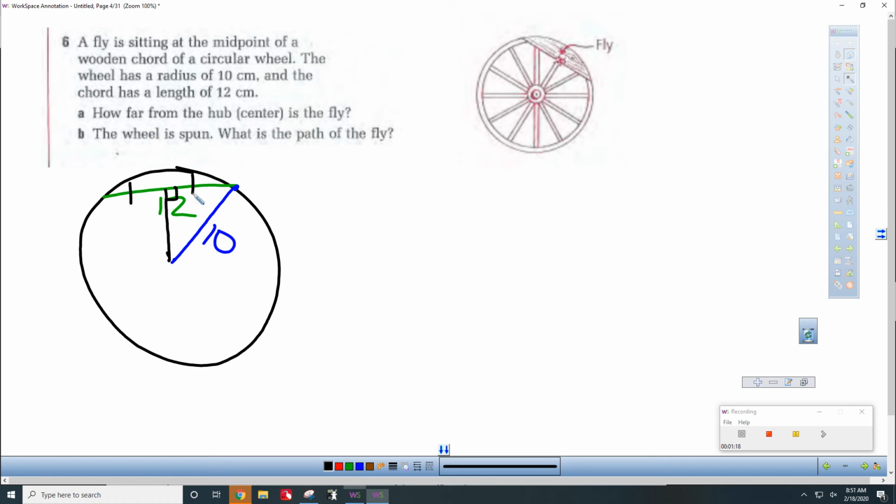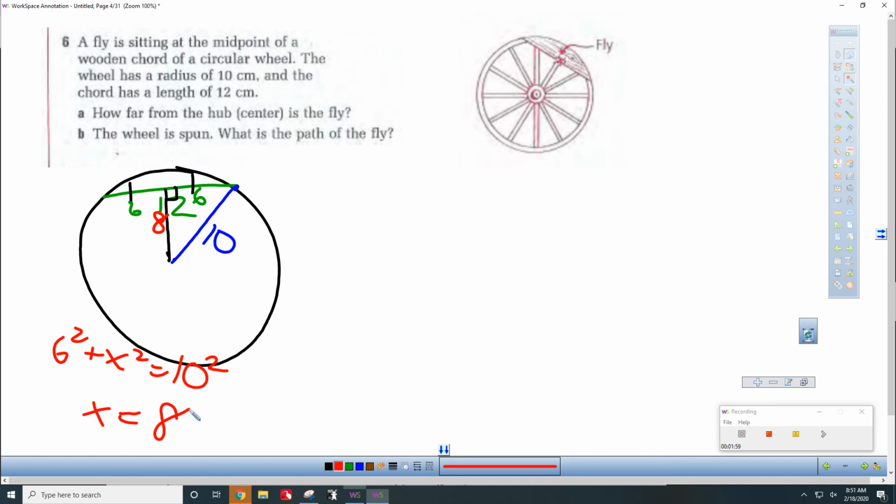Exactly. Now, so if that 12 is bisected, what's the measure of each side? 6 and 6. Very good. You see this Michael Jackson triangle showing up? That's right. So that means the distance from the chord to the center is 8, because 6 squared plus x squared is 10 squared. And if you solve that, we know that x is 8 from the 3, 4, 5 triangle. If not, just use your algebra skills. So that's the answer to part A.